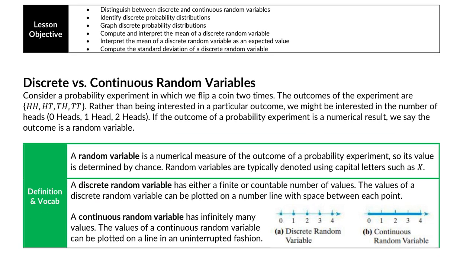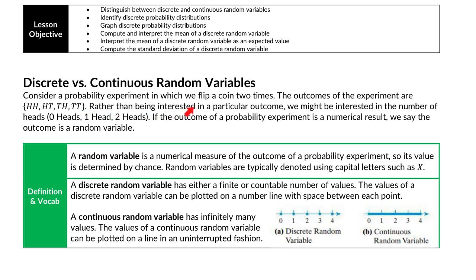Let's consider a probability experiment in which we flip a coin 2 times. The outcomes of the experiment are either heads, heads; heads, tails; tails, heads; or tails, tails. Those are the 4 options you can have for flipping a coin 2 times.